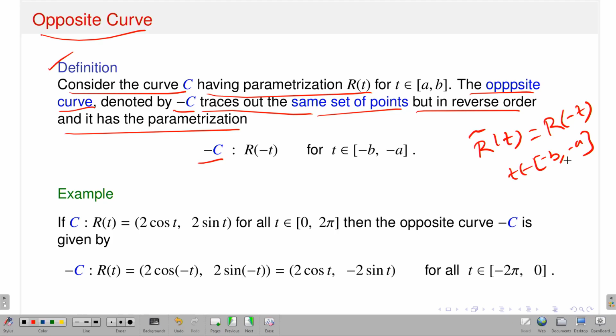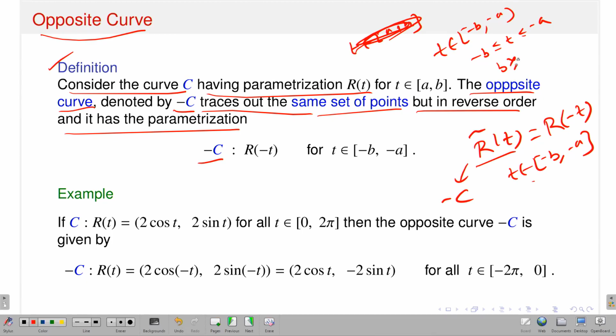Now, if C has a natural orientation in some direction, minus C will have the opposite direction. So, first of all, you remember that the parameterization R twiddle of the curve minus C is nothing but R of minus T. Now, if T belongs to minus B to minus A, or in other words minus B is less than or equal to T less than or equal to minus A, then what about minus T? That means B is greater than or equal to minus T greater than or equal to A. That means minus T runs over A to B, and this is nothing but R of minus T.